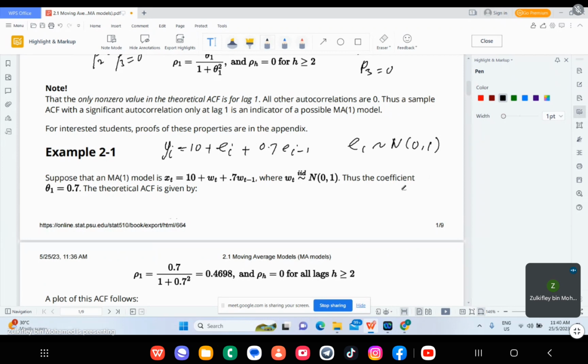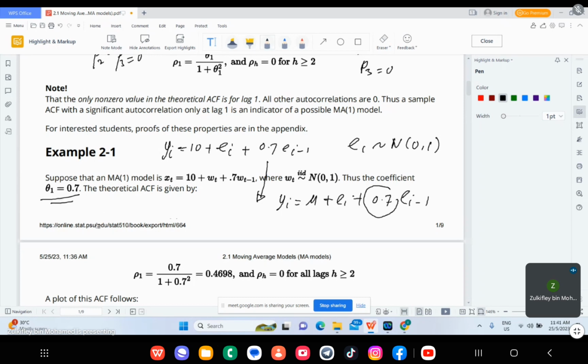Okay. So from here, we know that kalau kita compare dengan our initial function here, compare dengan function MA1, this is MA1, yi is equal to mu plus by epsilon I plus by theta 1 epsilon I minus 1. Which means your theta 1 here is equal to 0.7.